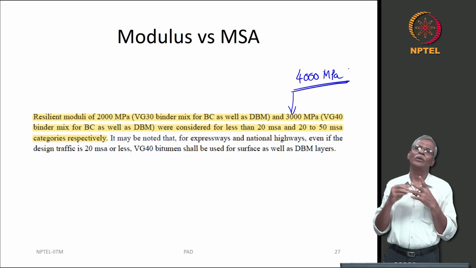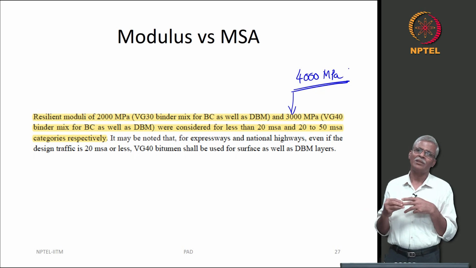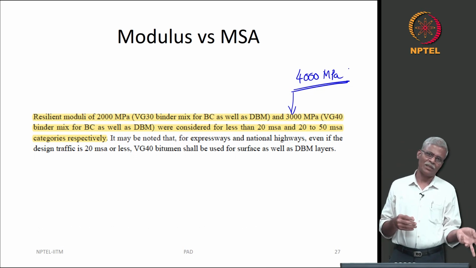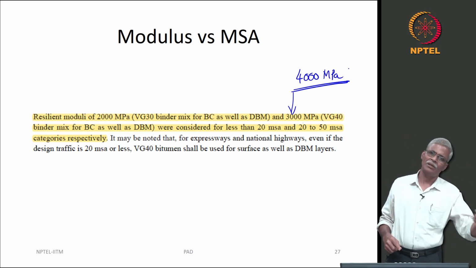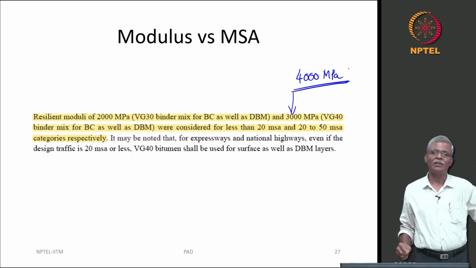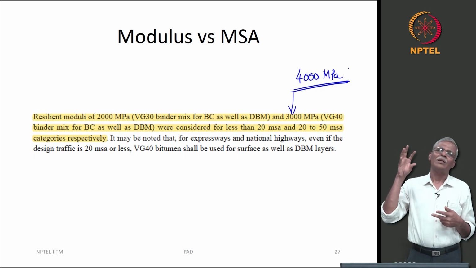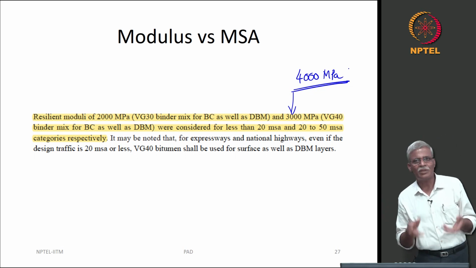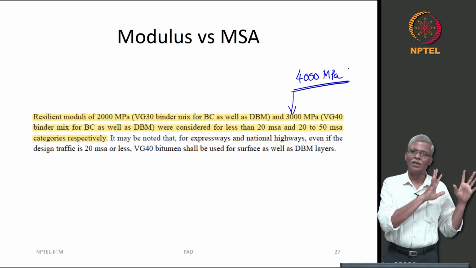That is number 2. Then number 3, what is the mechanistic part in IRC 37 and the empirical part there? The mechanistic part is computing the stresses and strains for any given modulus using a layer theory program. What is the empirical part? How do you relate the strains to failure? Failure in terms of rutting, failure in terms of fatigue, that is the empirical part here. So there are mechanistic empirical distress transfer functions given for different reliability for rutting, different reliability for fatigue.